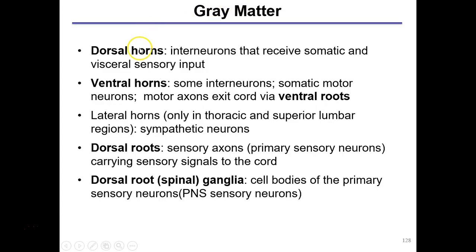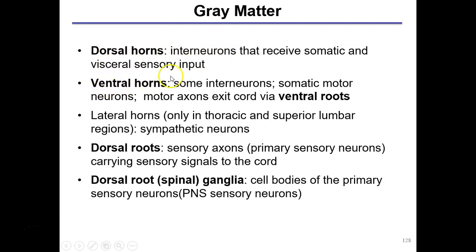Okay, we've mentioned these structures in the previous diagrams, but the dorsal horns largely contain interneurons that will receive both the somatic and visceral input carried by primary sensory neurons. So the primary sensory neurons coming either from somatic or visceral structures will come into the dorsal horn and will then synapse with interneurons or integrative neurons within the dorsal horn of the spinal cord.